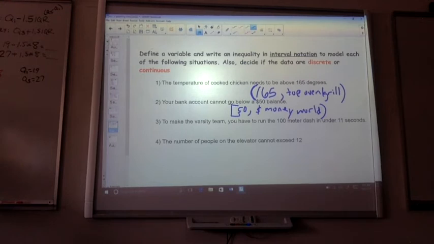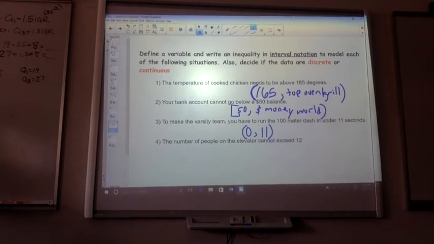To make the varsity team, you have to run the 100-meter dash in under 11 seconds. So you need to run the 100-meter dash from 0 seconds up to 11 seconds. It has to be under 11 seconds. Obviously, it's going to be above 0 seconds. So that would be discrete. It's not continuous. These are all kind of discrete because you have the top grill temperatures, number one in the world, just because of the circumstance they're saying.